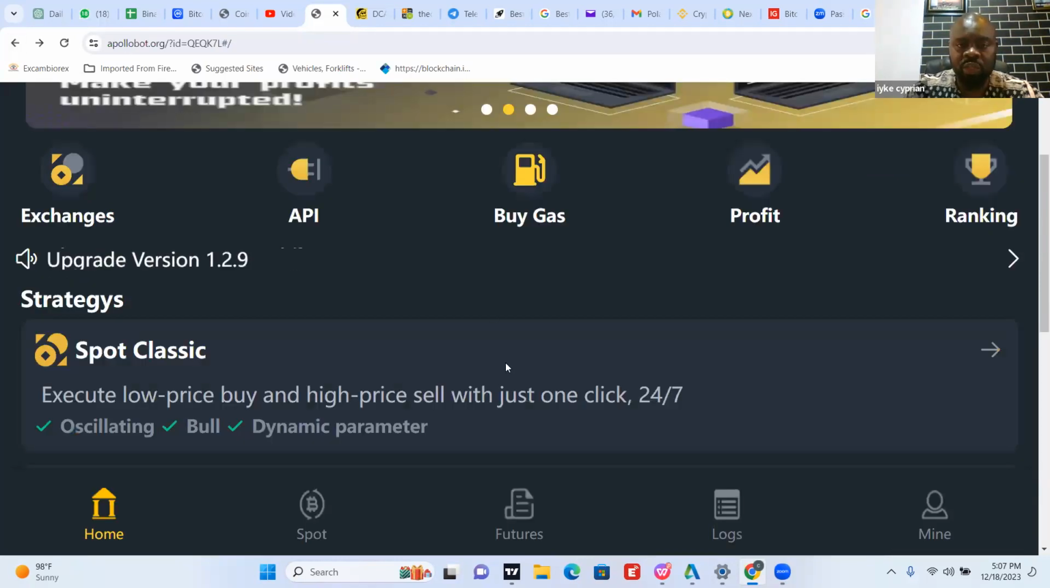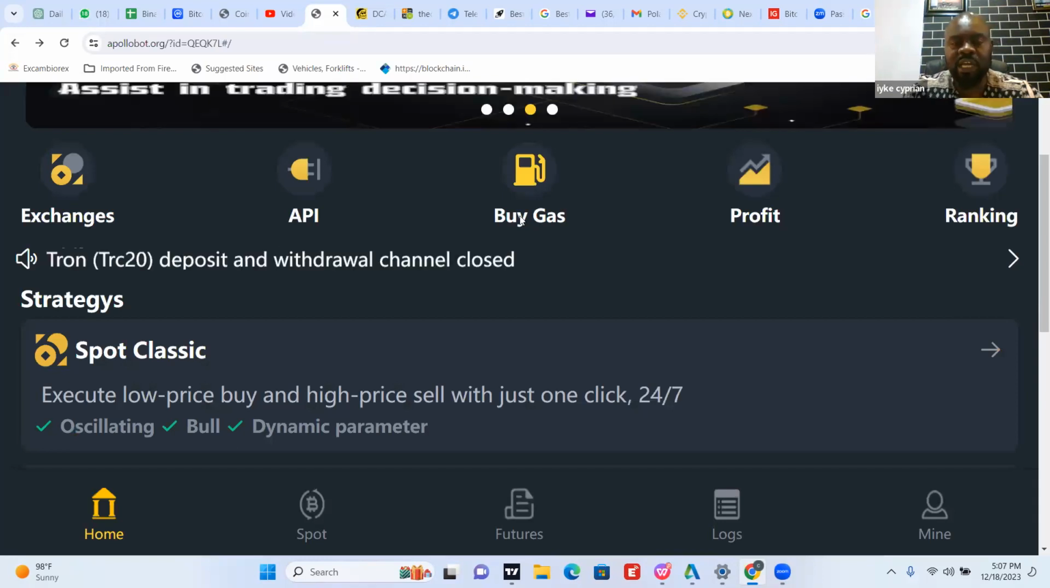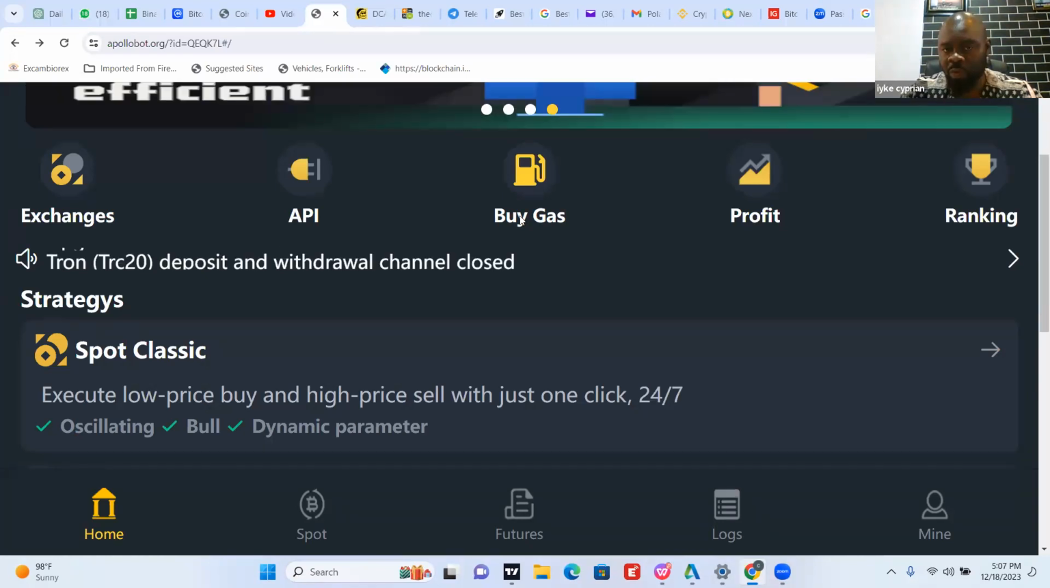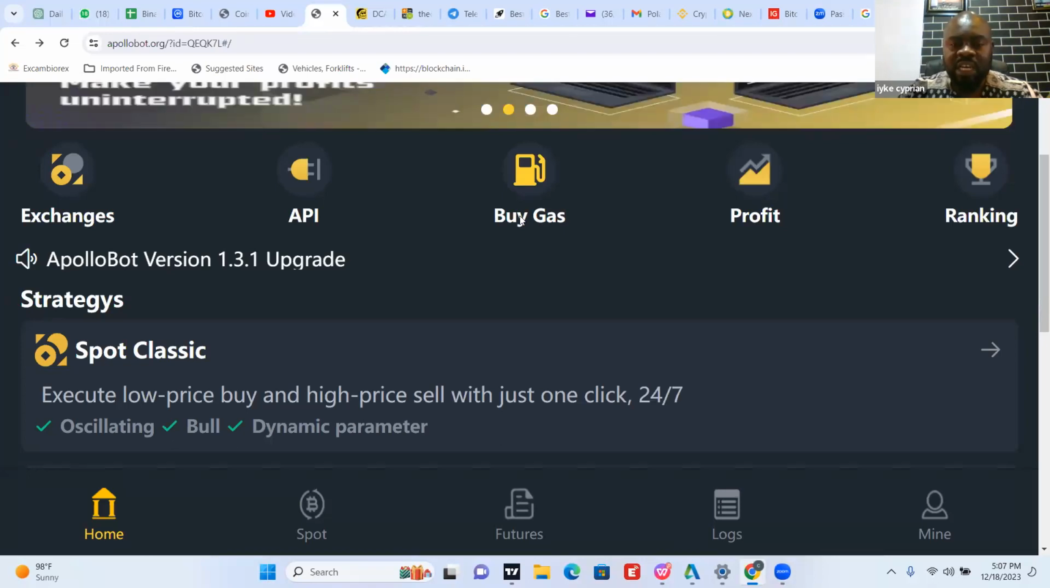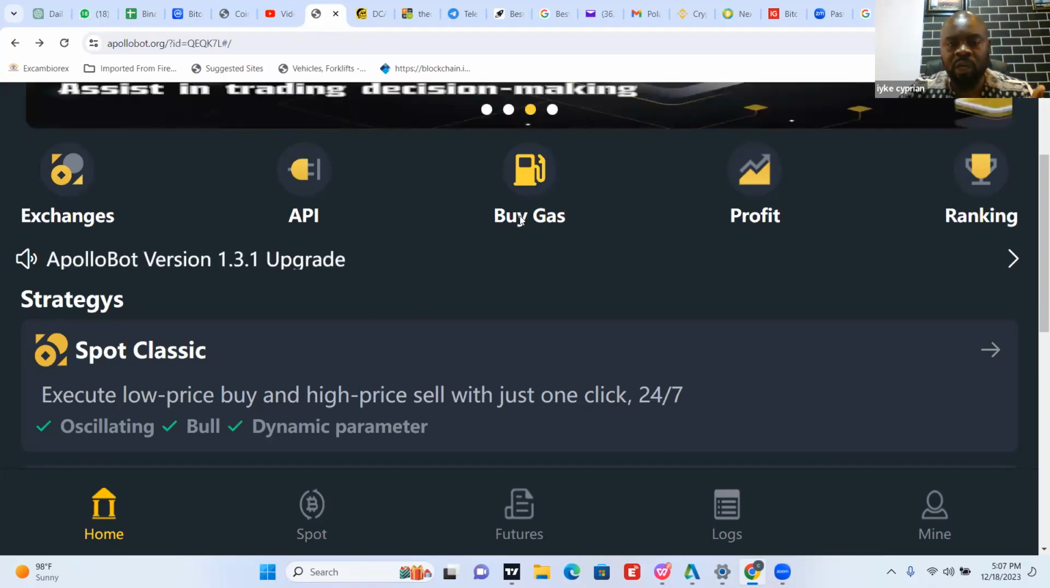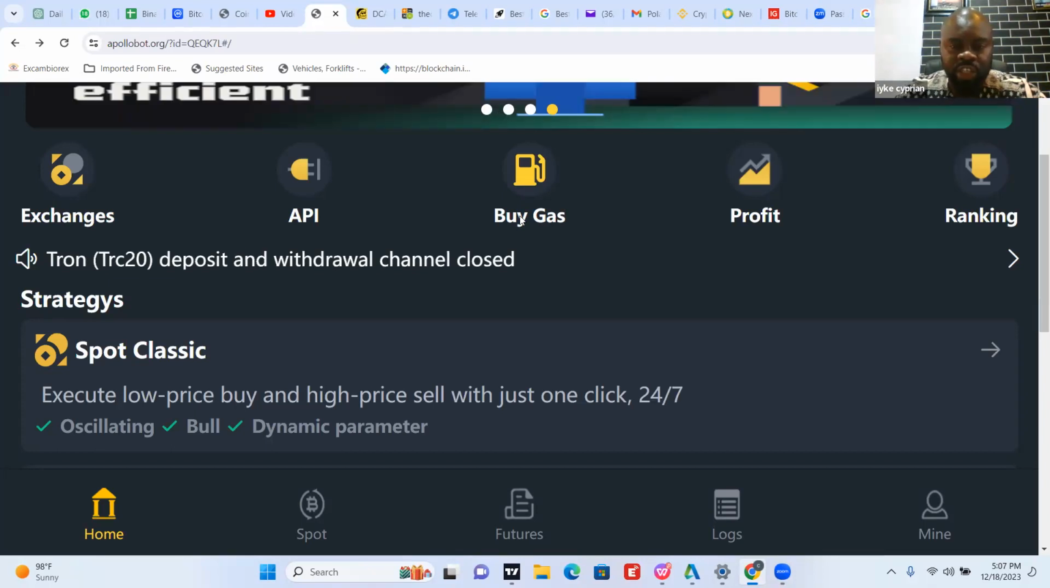Now the third thing you need to do is to buy gas. In Apollo, the minimum gas you need is $30. Just in case you don't understand what we mean by gas, remember I said the robot is free. It's entirely free. You download it and you start to use it. Now you need gas for this robot to work successfully, and the gas is for each time the robot trades profitably in your exchange.